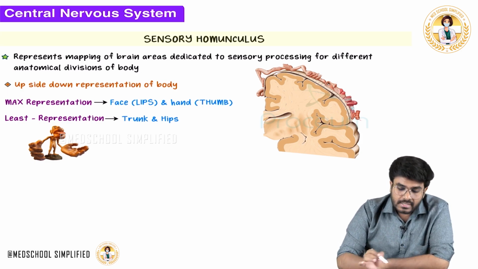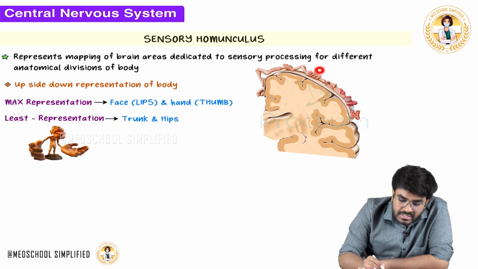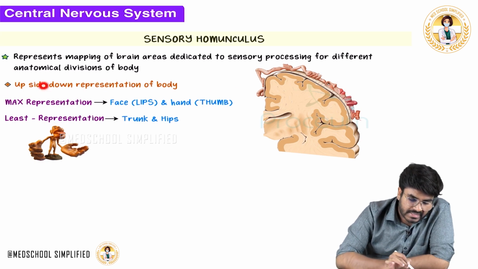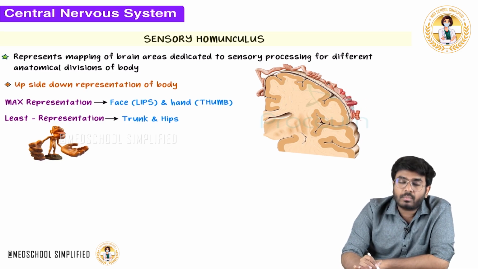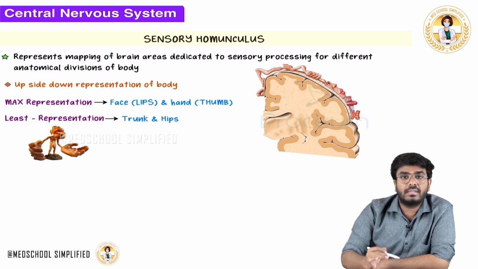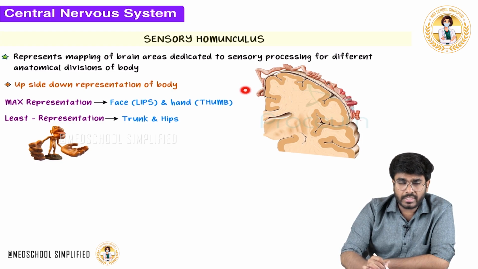Now if you look here, there is a very large area for receiving the sensations from the upper limb, that too from the thumb. There is a very large area which is receiving the sensations from the face, that too in the face, it's for the lips. What I am trying to put into your mind is, it's the upside down representation of the body. Face and the topmost parts of the body are coming down, and the lowermost parts are present on the topmost region.